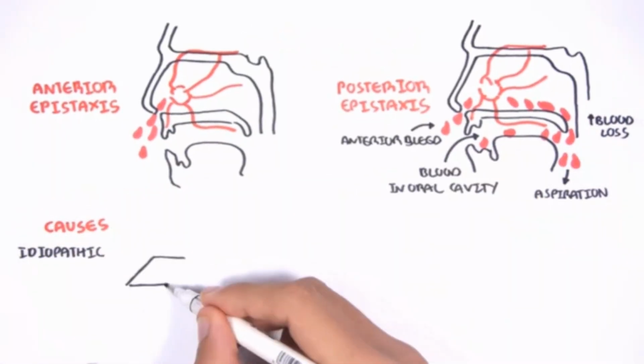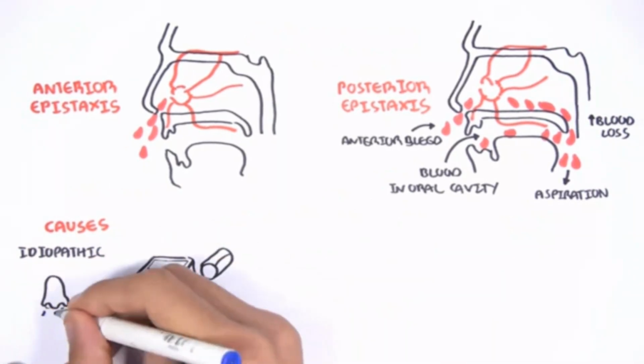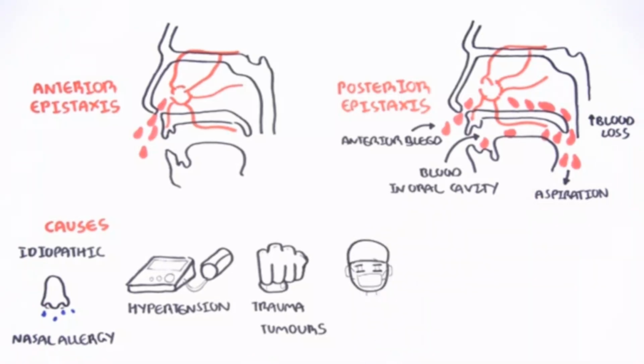The causes of epistaxis include idiopathic, just out of the blue, hypertension, and having a nasal allergy which causes irritation essentially and then subsequent bleeding. It can also occur following trauma like a punch to the nose. Tumors around the area can cause it, post-surgery, and having coagulopathies or vascular problems.